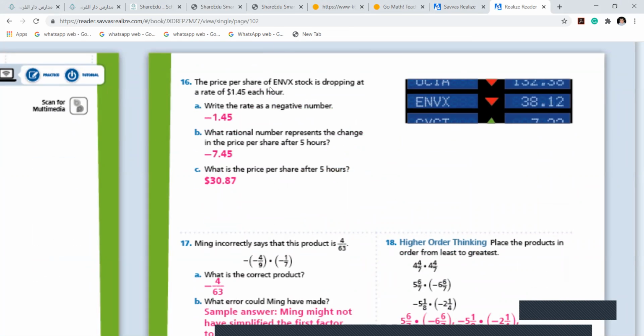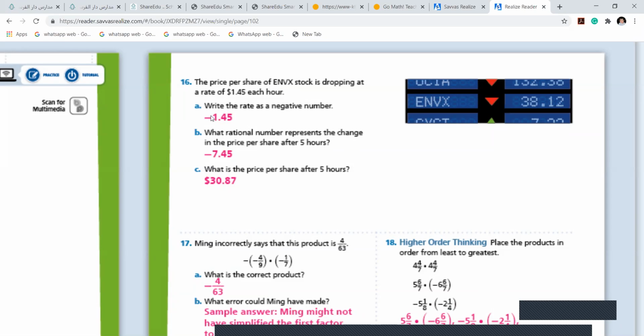The price per share of Enric stock is dropping at a rate of $1.45 each hour. For 1 hour, it is dropping by 1.45. Write the rate as a negative number. I'll write minus 1.45. They said negative number. What expression represents the change in the price per share after 5 hours?